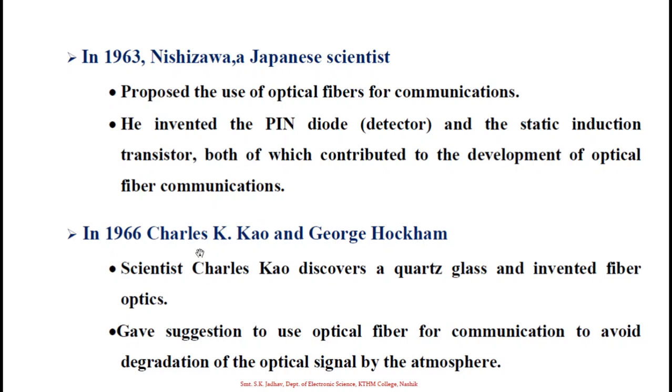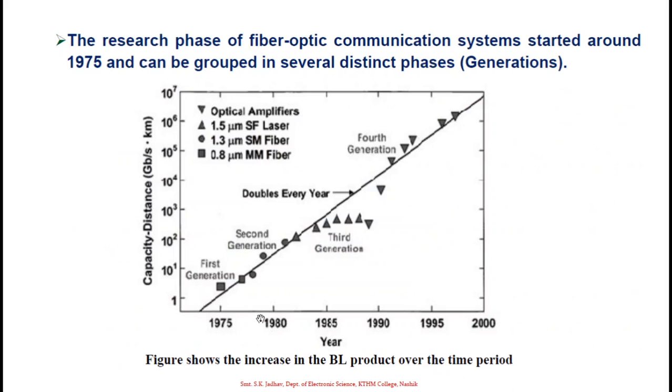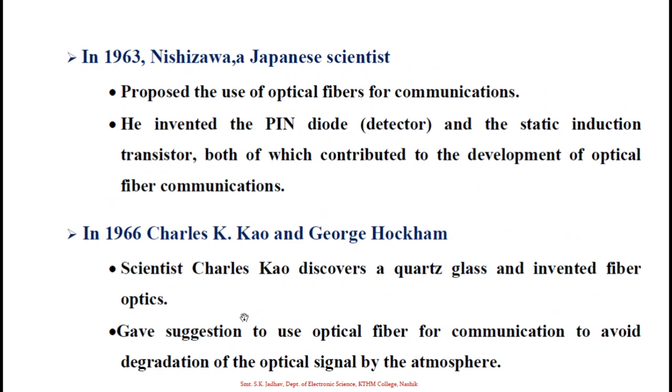In 1966, Charles Kao and George Hockham discovered a quartz crystal glass and invented fiber optics. He gave the suggestion to use optical fiber for communication to avoid degradation of the optical signal by the atmosphere.